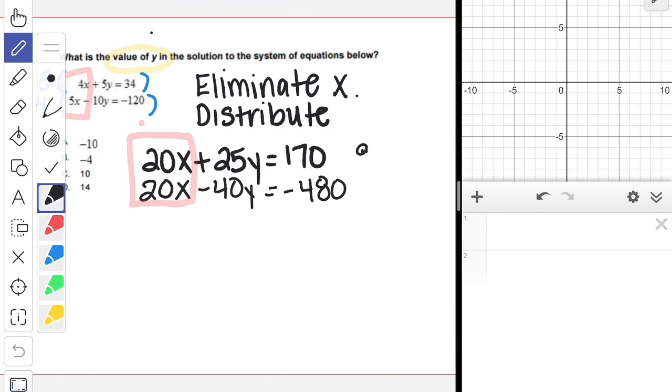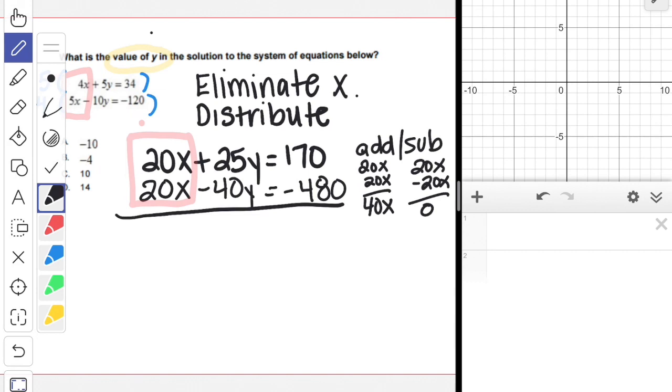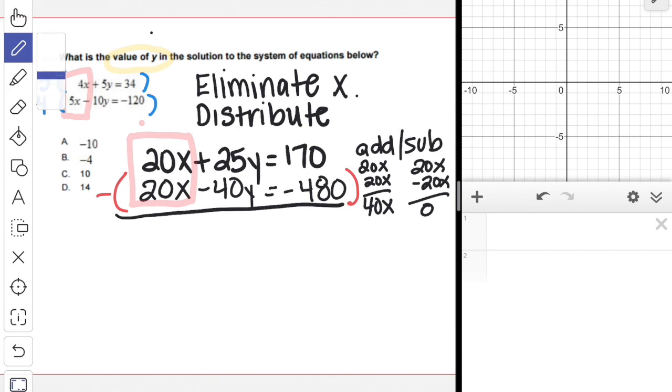Remember, in order to add or subtract, you have to determine which one's going to eliminate that value. If I add 20x and 20x, that's going to give me 40x, and we don't want that to happen. If I subtract 20x and 20x, then that's going to give me 0, which is what I want to happen. So we're going to subtract this entire equation. Right here, we have 20x minus 20x, and that's going to give us 0, so we're going to cancel that out.